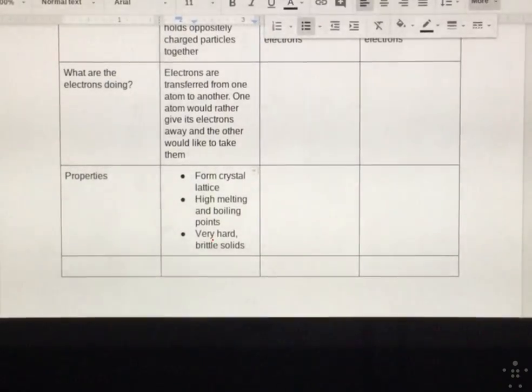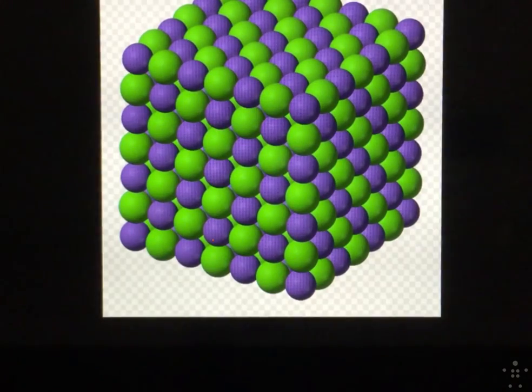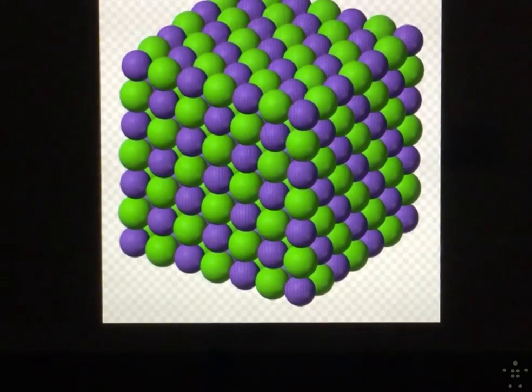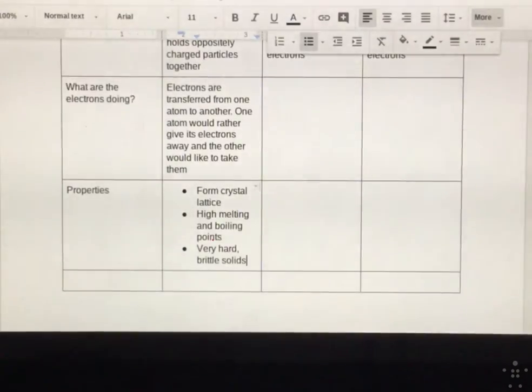Alright, so some properties of ionic compounds. The first one is that they form a crystal lattice, which it's best to just show you a picture of this. This is a crystal lattice. Okay, and all that means is that they form these regular shapes because the atoms within the compound have a regular arrangement. You see how there's kind of a pattern going on in there? The other properties are that they have high melting and boiling points, and they are very hard, brittle solids. And those properties tell me that an ionic bond is extremely strong.